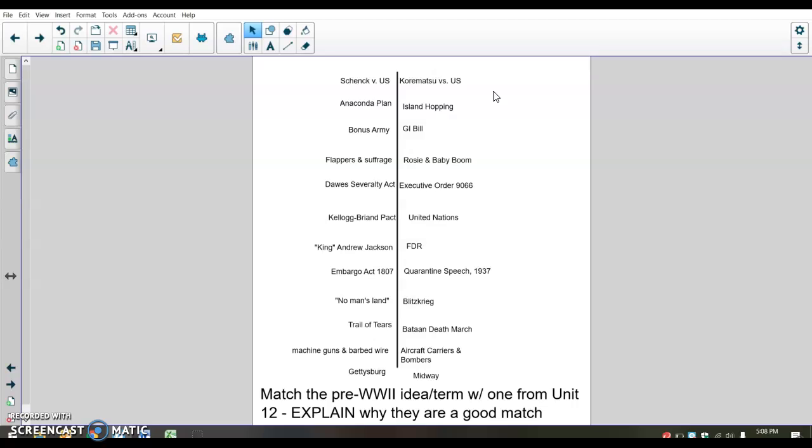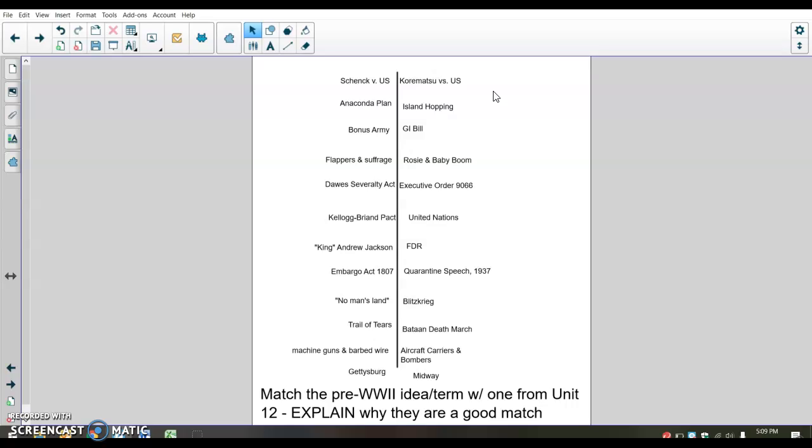King Andrew Jackson, one of our presidents who ruled with extreme power, of course none more than FDR with his 4 terms, led to the 22nd Amendment. The Embargo Act of 1807 was an anti-trade act. Same with the quarantine speech. No Man's Land, you'll be looking for Blitzkrieg on your sheet. This was typed in later. But yes, those were the strategies for the different wars.